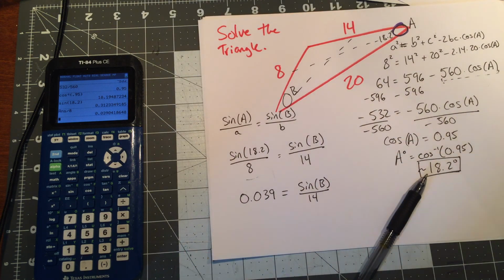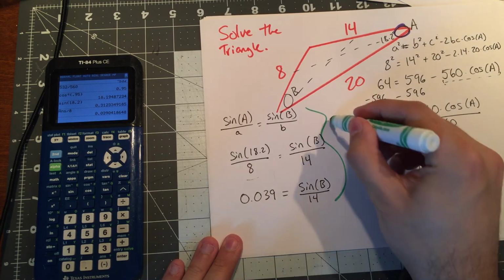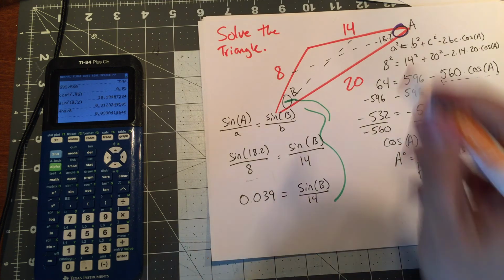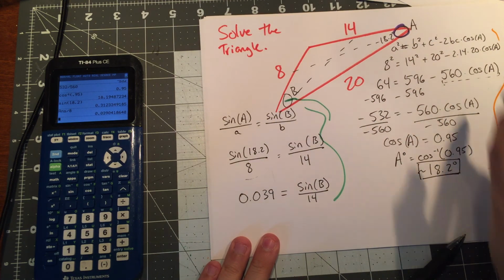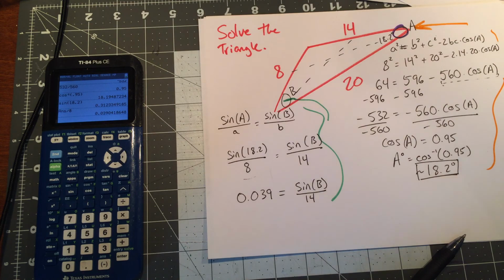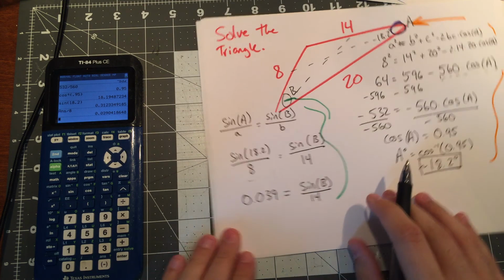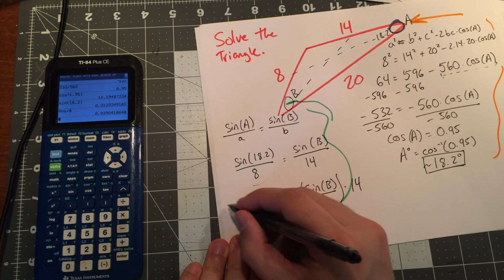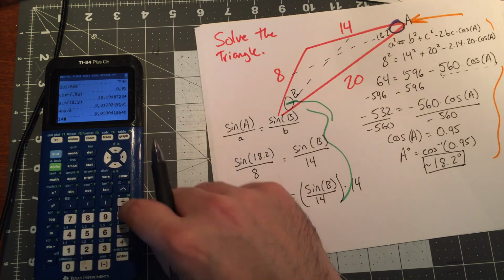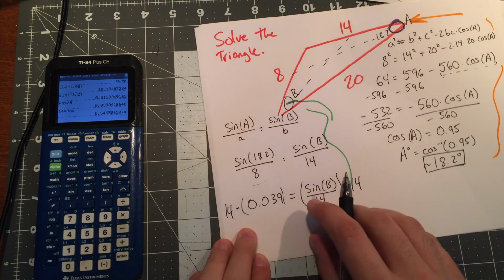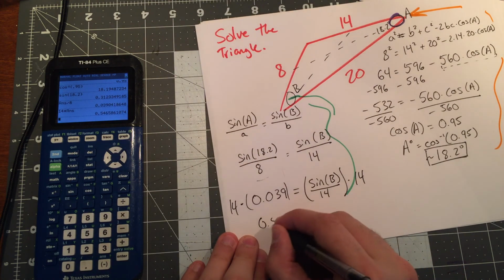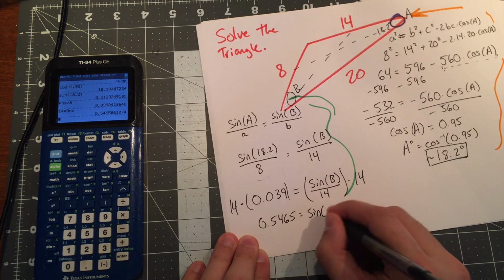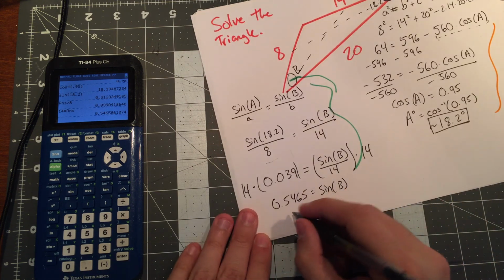So let me show you again what we're doing. On this one, this is all to find this angle, and then this one was all to find that angle. Then the last angle will be the easiest one to find. Times 14, times second answer, 0.5465 is the sine of B, and I have to do a reverse lookup.